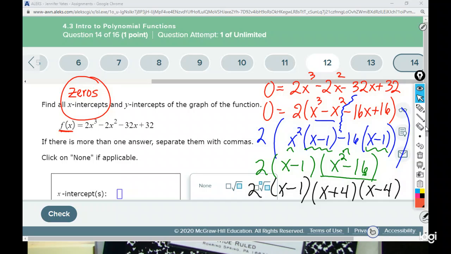Hey, it wants the x-intercepts. Now that I finally have it in factored form, what makes that one 0? 1. What makes this one 0? And this one. 4. Whew. So where does the 2 go? Okay, same thing. 2 set it equal to 0. Is there anything to solve there? So that is not one of our intercepts. Good question.